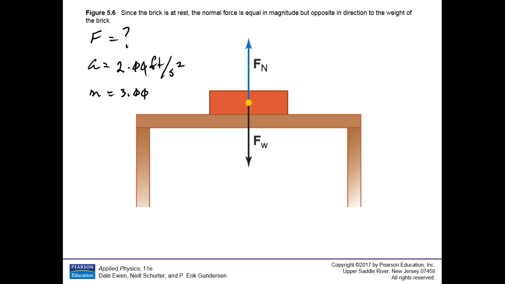Okay. When they give a lot of digits like this, that means that it's very precise. The acceleration is 2.00 feet per second squared. That means it's not just 2, or 2.75, which rounds to 2.